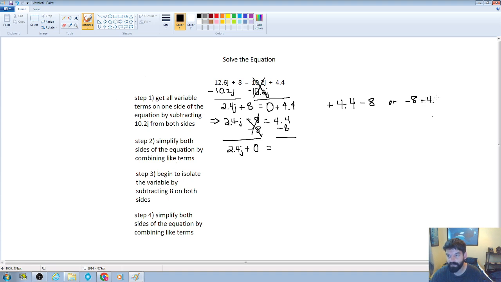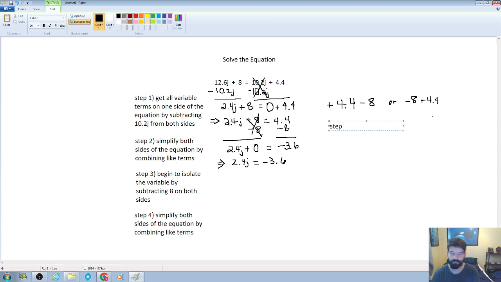When you do the arithmetic here, you will get that the difference is going to be negative 3.6. So if I took the difference in this first case scenario versus the sum. So now I'm going to take this and simplify it one more step. So I have that understanding of the addition of 0 just being 2.4j, and now I have it equal to negative 3.6. So we're almost there. Our last step is going to be to completely isolate our variable by doing that division of 2.4.